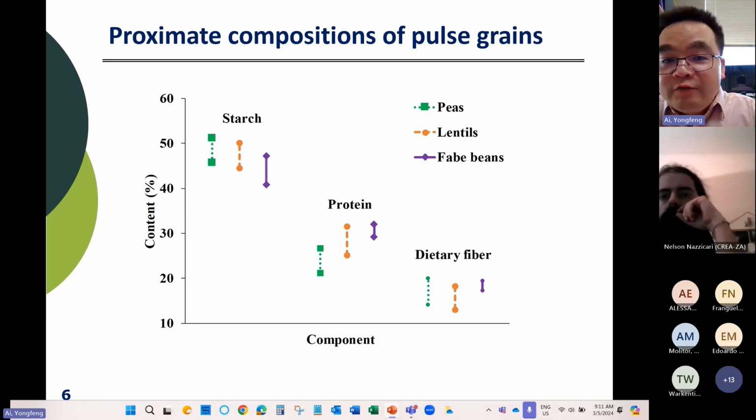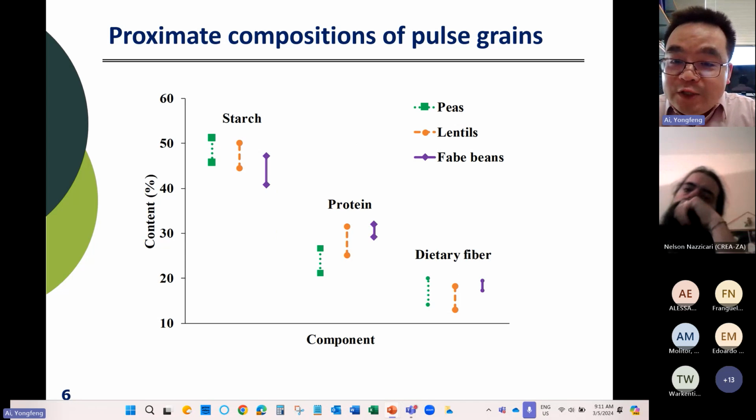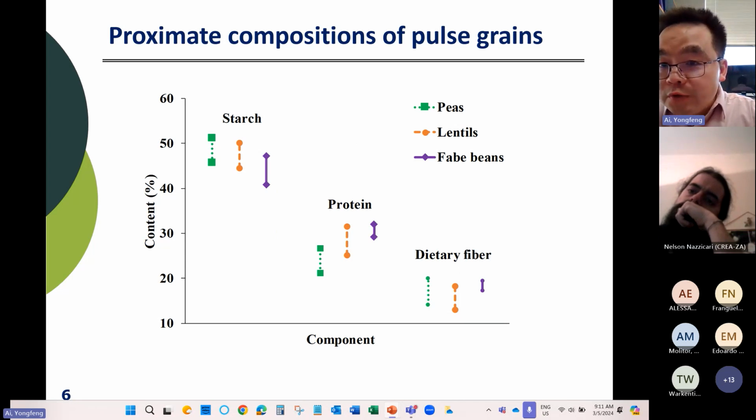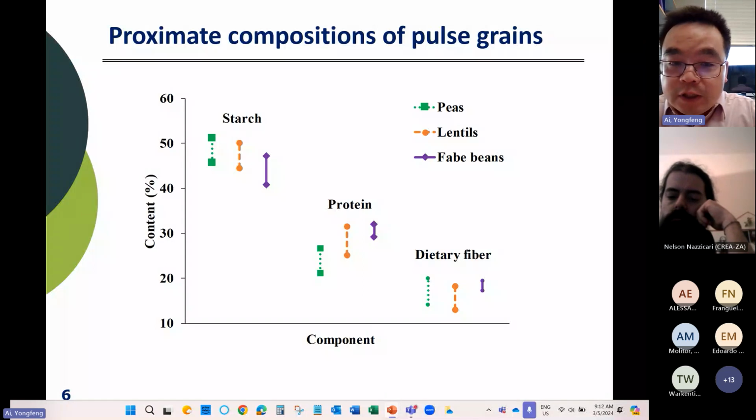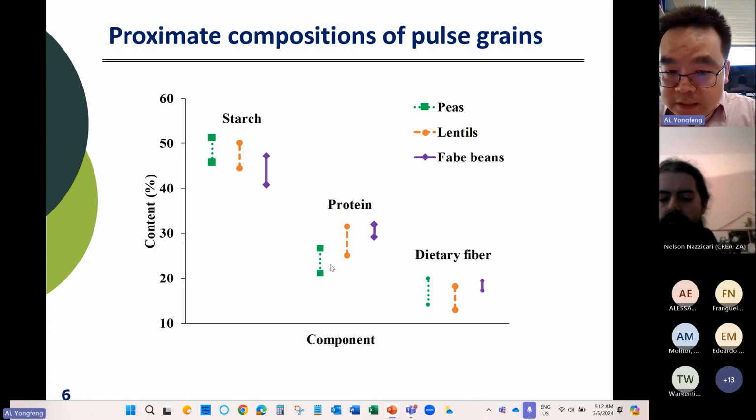When we talk about ingredient fractionation, usually we need to look at the chemical composition of the raw material we use, right? So regarding the pulses we use for ingredient production, as I just covered, when we look at the chemical composition of pea, lentil, and faba beans, you can see the starch content of these crops usually ranges about 40 to 50%. For the protein, it usually ranges about 20 to 32, 33% at the high end. And they are also known as a good source of dietary fiber, usually about 12 to 20%.